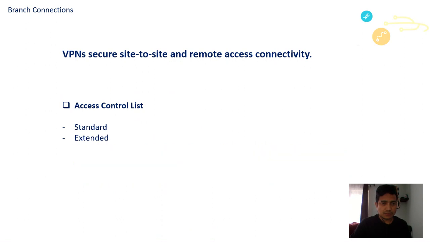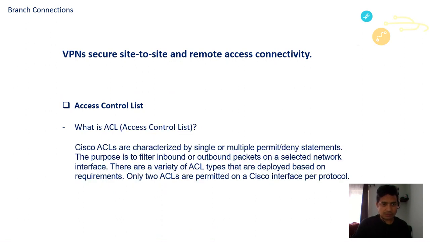In the access control list, first of all, what is an access control list, or ACL? Cisco ACLs are characterized by a single or multiple permit or deny statements. The purpose is to filter inbound or outbound packets on a selected network interface. There are a variety of ACL types that are deployed based on the requirements. Only two ACLs are permitted on a Cisco interface per protocol.